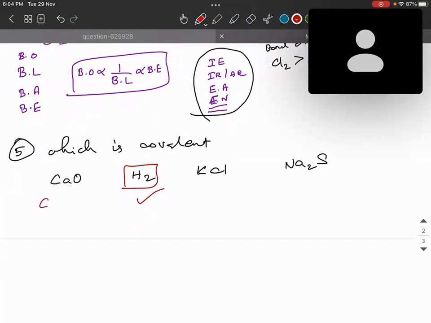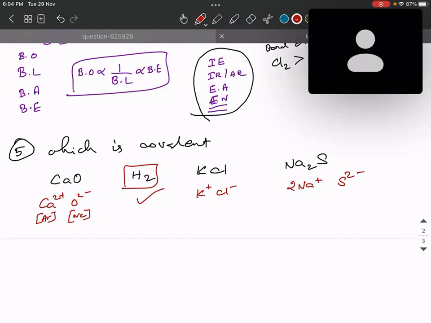So this becomes Ca2+ and O2-. This becomes K+ and Cl-, and this becomes 2Na+ and S2-. When Ca2+ forms, it attains the argon gas configuration. Then O2- attains the neon gas configuration. So it forms a cation, the 2 electrons get transferred to the oxygen, so it will form an ionic bond.